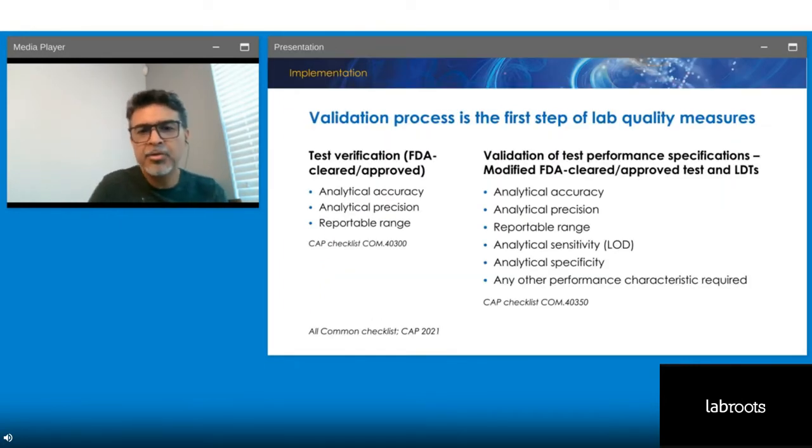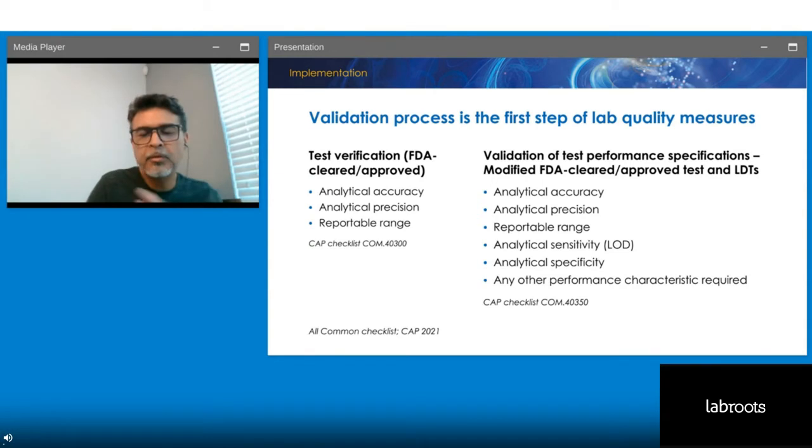And for the validation process, we know that we have a validation and also a verification process. What we understand in the micro laboratory as a test verification is for those that are FDA cleared and approved methods. We require analytical accuracy, analytical precision, and reportable range. And this is part of the CAP checklist, COM 4300.